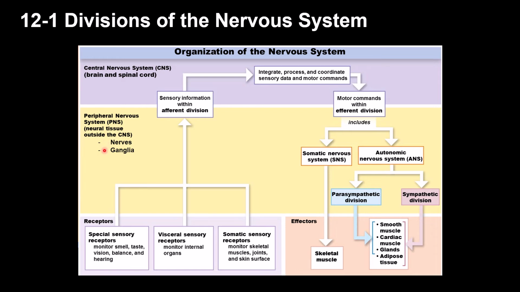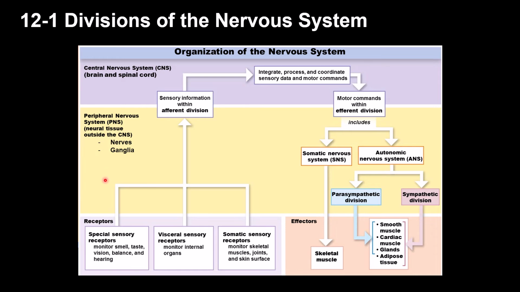The second one is called ganglia, and ganglia is a collection of the neurons that are located outside of the central nervous system. So neuron here, I'm talking about the cell body of the neuron, not just the axons, or the branches of the nerves.